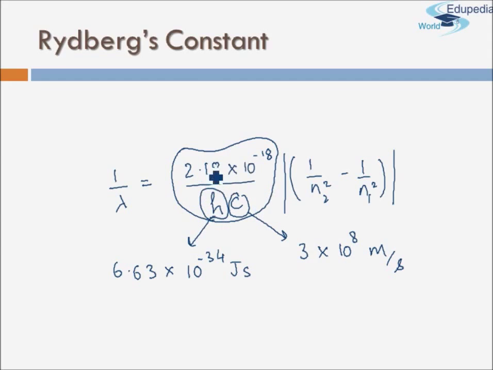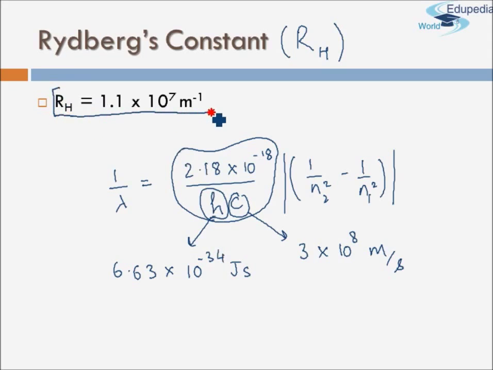This whole term is referred to as a new constant called Rydberg's constant, and it is represented by a capital R with a capital H as its subscript. When you make the calculations by substituting the values, you will see that this particular value comes out to be 1.09678 into 10 to the power 7 meter inverse. In other words, approximately you can say the value of Rydberg's constant comes out to be 1.1 into 10 to the power 7 meter inverse. So you have to remember this value as well.